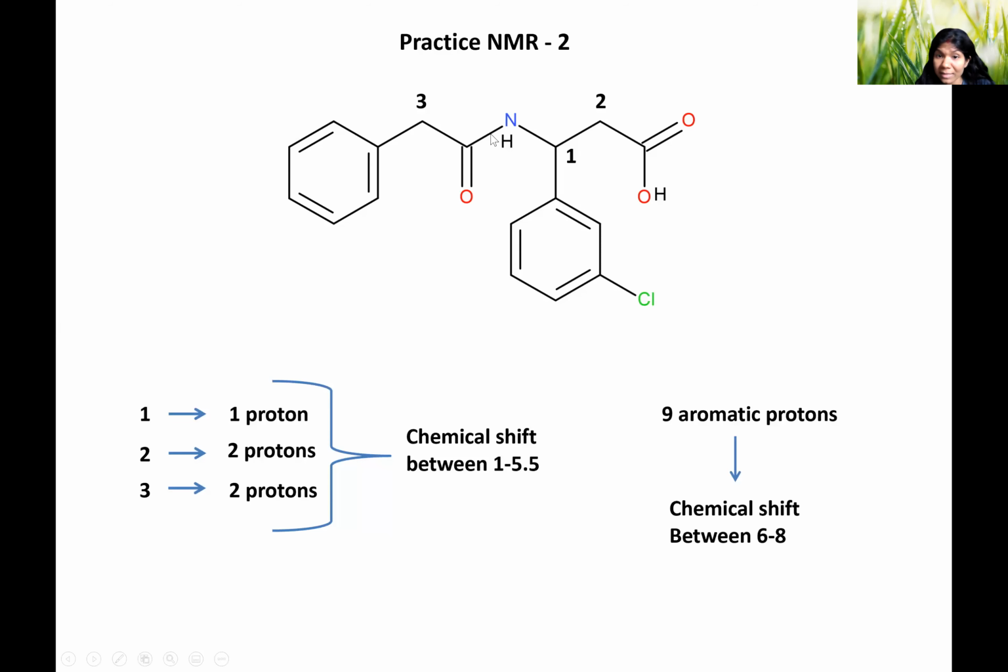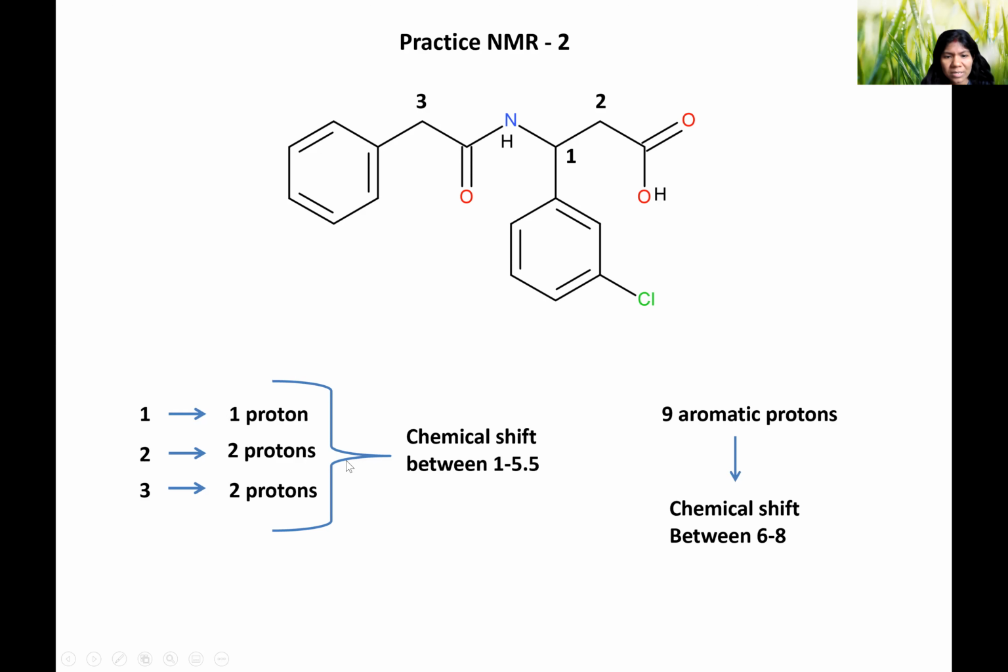So the same thing we'll do over here. We'll focus on the aliphatic protons and the aromatic protons. So I have also marked it here. There are 1, 2, 3, total 3 types of aliphatic protons. So one has one proton, 2 has two protons, and 3 also has two protons. Okay, so we also have NH over here, but I have not marked it here. As I mentioned that this proton you may see it or you may not see it. Okay, so we'll not just bother about this.